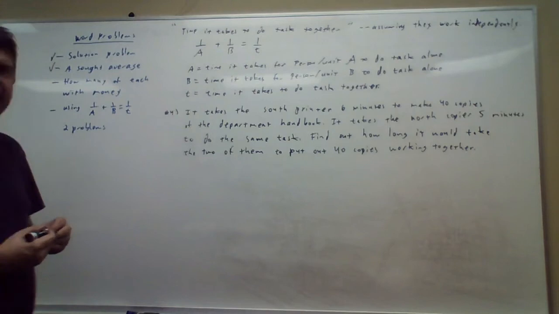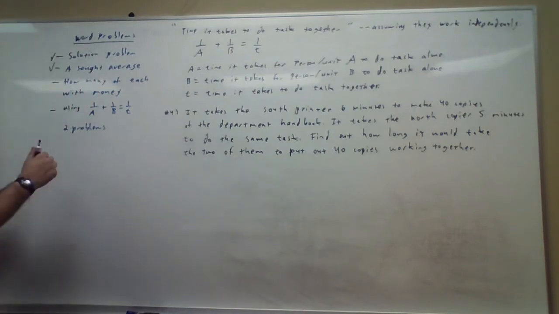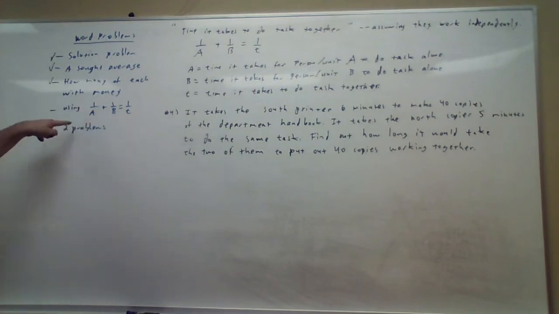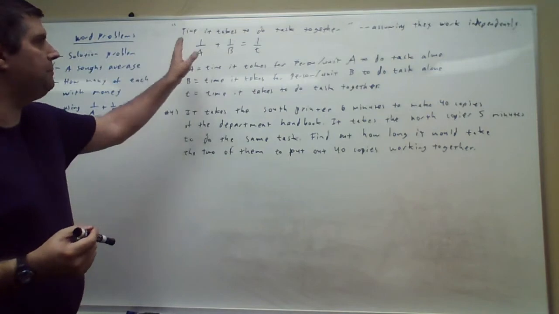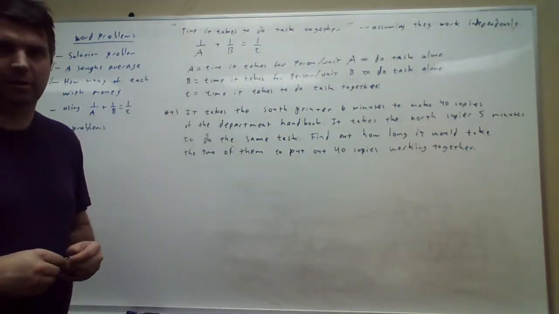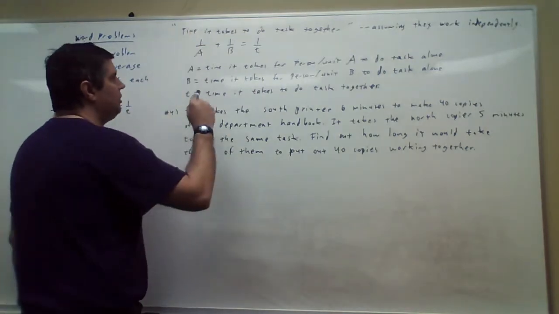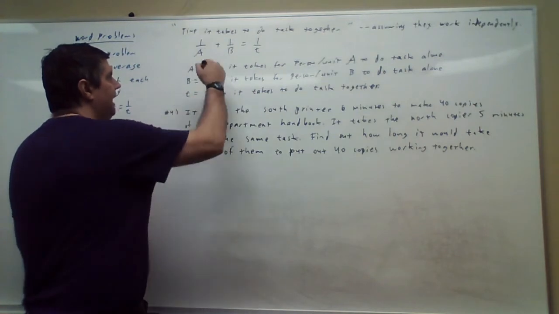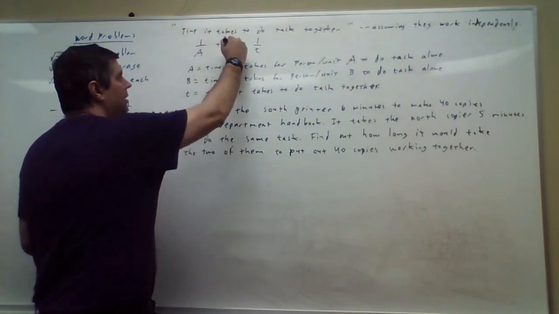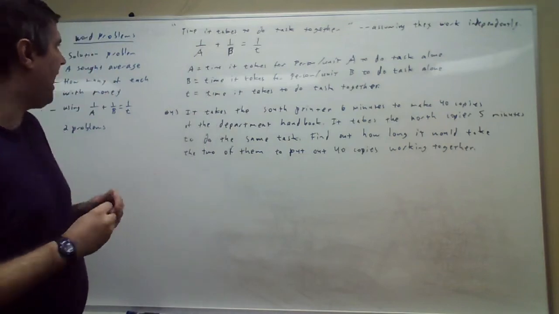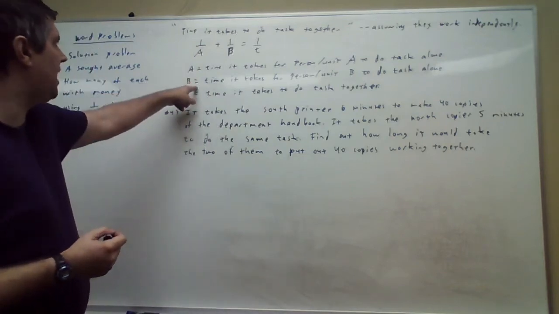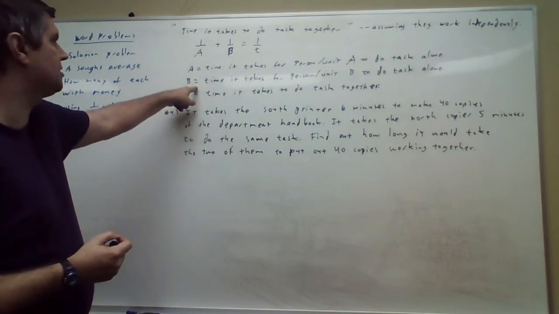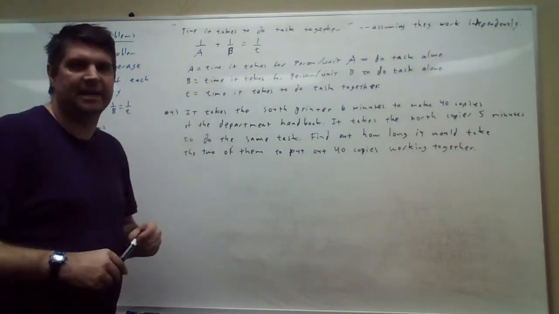All right, we have taken care of how many of each with money. So now we're going to be finishing up with 2 problems of this. We're assuming that 2 units or people are working independently. The time it would take them to do a task together is 1 over A plus 1 over B equals 1 over T, where A is the time it would take for person A or unit A to do the task alone. B is the amount of time it would take the second unit or person to do the task alone. T is the amount of time it takes to do the task together.